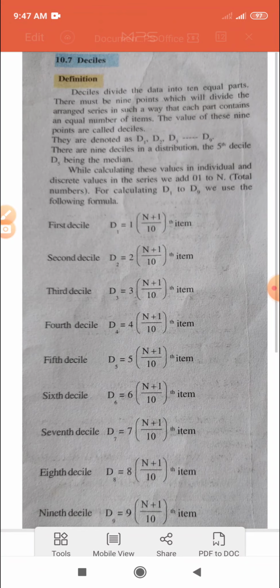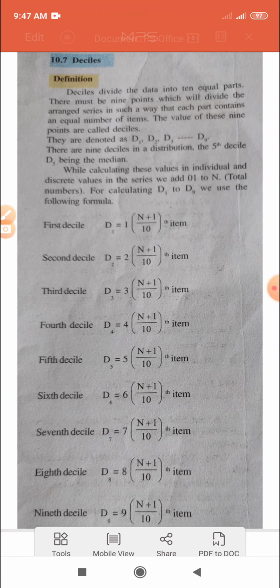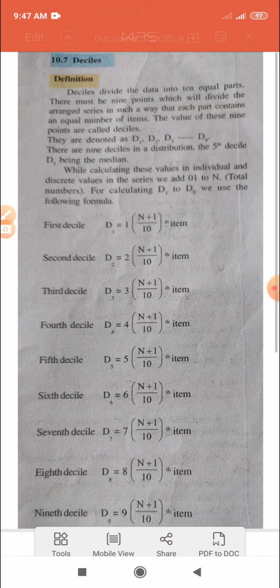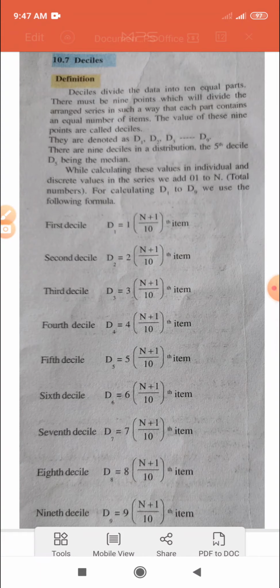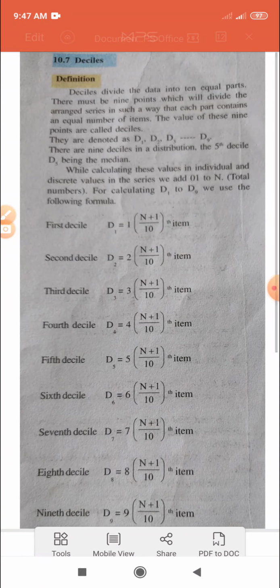Deciles are denoted by D1 for first decile, D2 for second decile, D3 for third decile, up to D9. There are 9 deciles in a distribution, which divide the whole data into 10 equal parts. The fifth decile is known as the median.